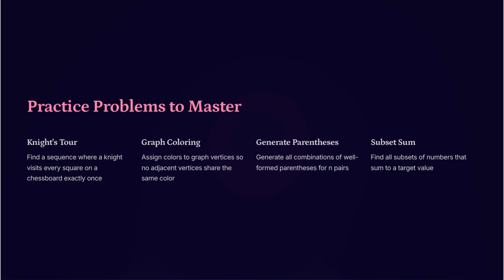Knight's Tour challenges you to find a sequence where a knight visits every square on a chessboard exactly once. Graph coloring involves assigning colors to graph vertices, ensuring no 2 adjacent vertices share the same color. Generate parentheses requires creating all combinations of well-formed parentheses for n pairs. Subset sum focuses on finding all subsets of numbers that sum to a target value.